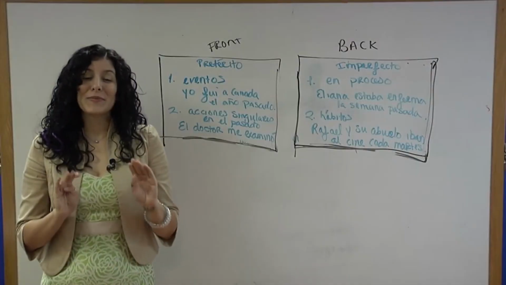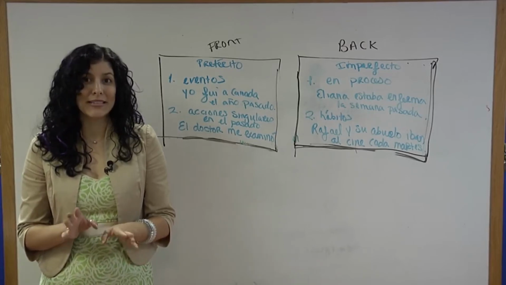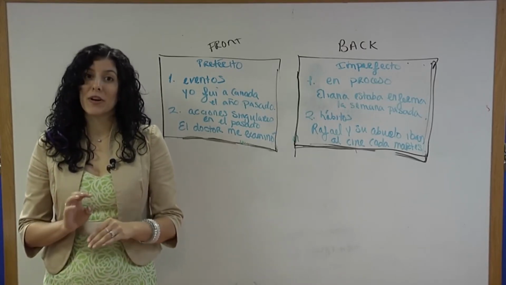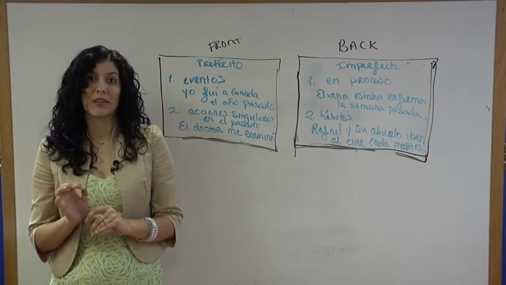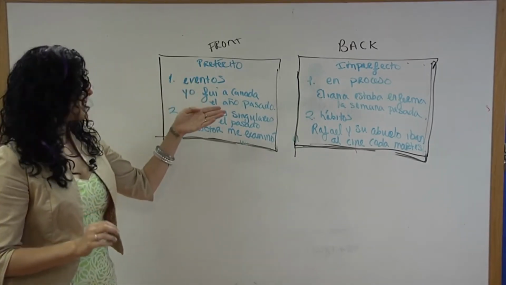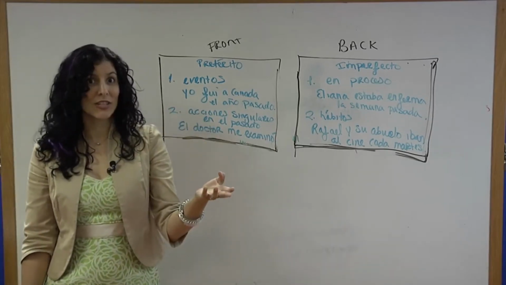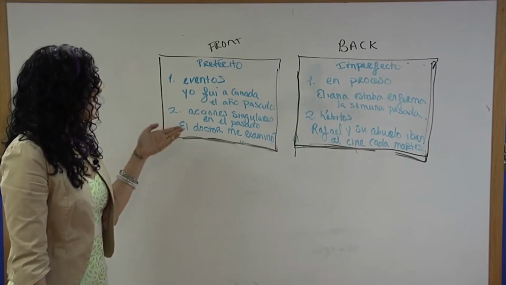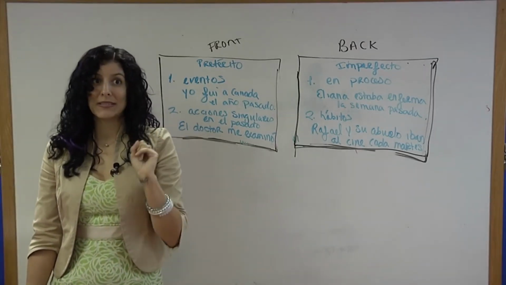All right, now that we have learned the difference between the preterite and the imperfect, what I would like for you to do is write down two situations in which you would use the preterite on the front of a note card and then write a sentence that is an example of that situation. For example, we would use the preterite for events, and I wrote an example. Yo fui a Canadá el año pasado. I went to Canada last year. And then also for singular actions in the past, right? El doctor me examinó. The doctor examined me, right? One action that happened in the past.